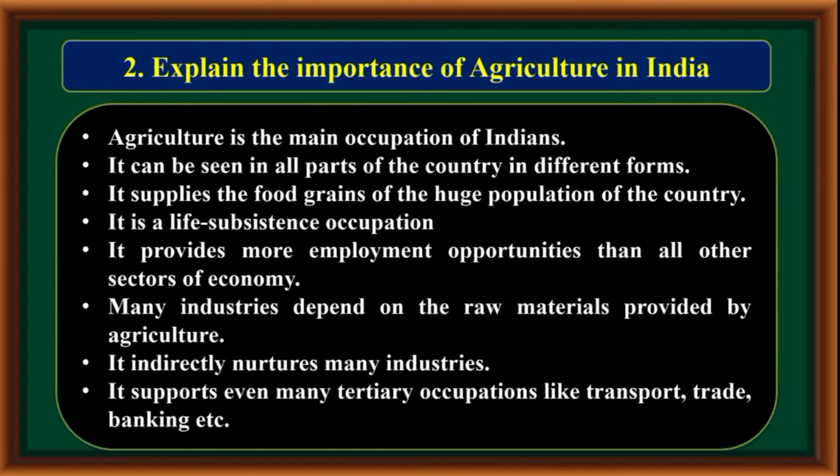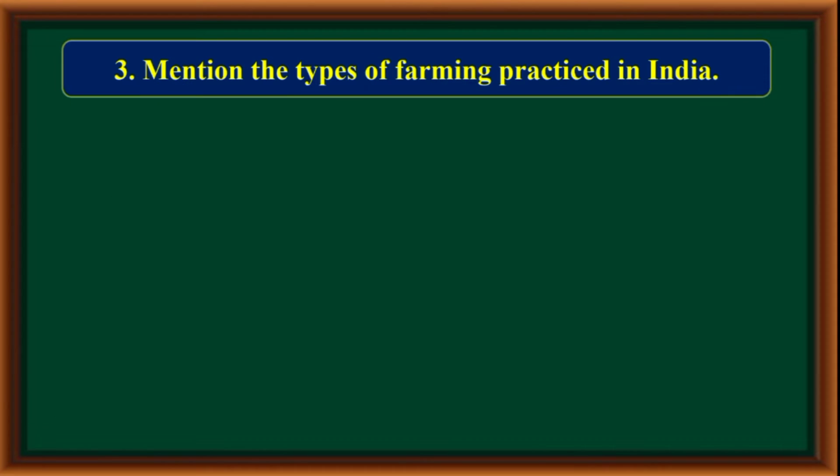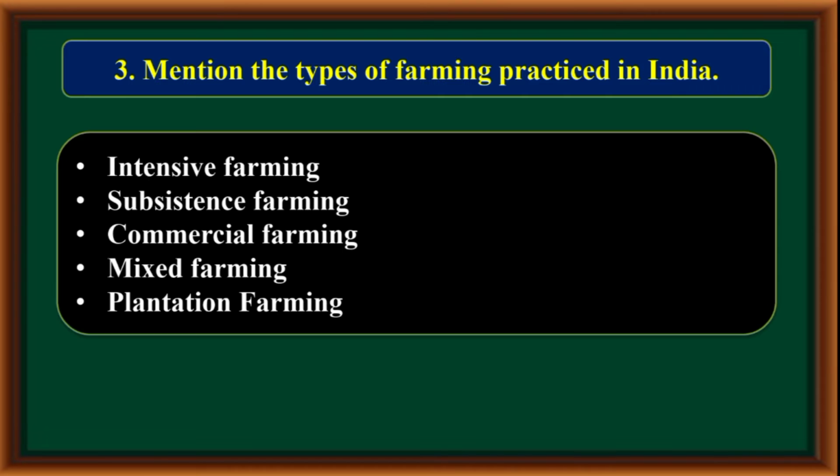Many industries depend on the raw materials provided by agriculture. It indirectly nurtures many industries. It supports even many tertiary occupations like transport, trade, banking, etc. Mention the types of farming practiced in India: intensive farming, subsistence farming, commercial farming, mixed farming, plantation farming.